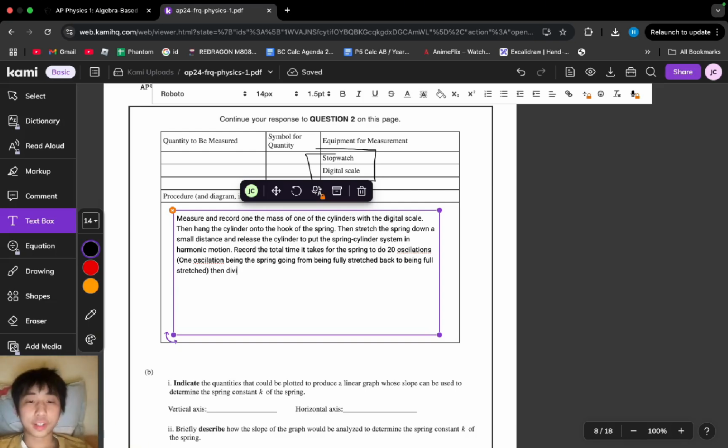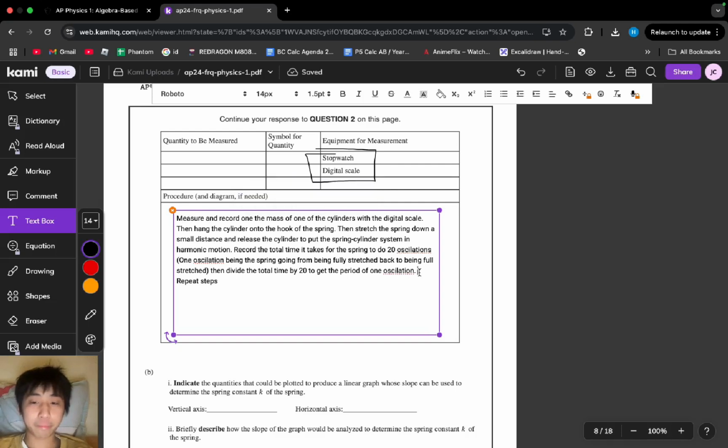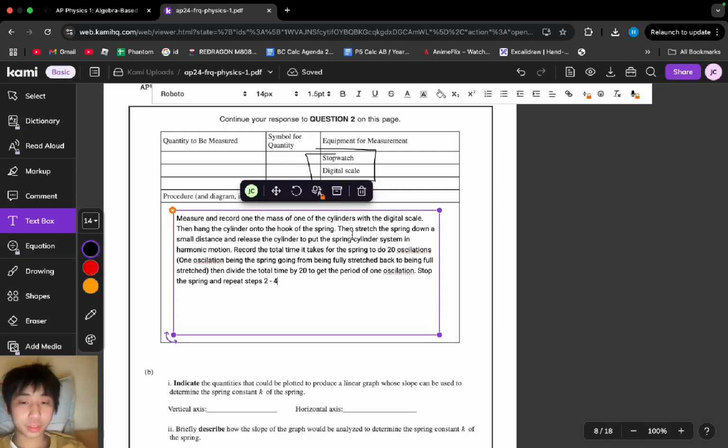Then divide the total time by 20 to get the period of one oscillation. Then you can say, stop the spring and repeat steps. I'm going to say this is step 2 right here, and the steps are 1, 2, 3, so 2, 3, 4. Yeah, okay, so steps 2 to 4.